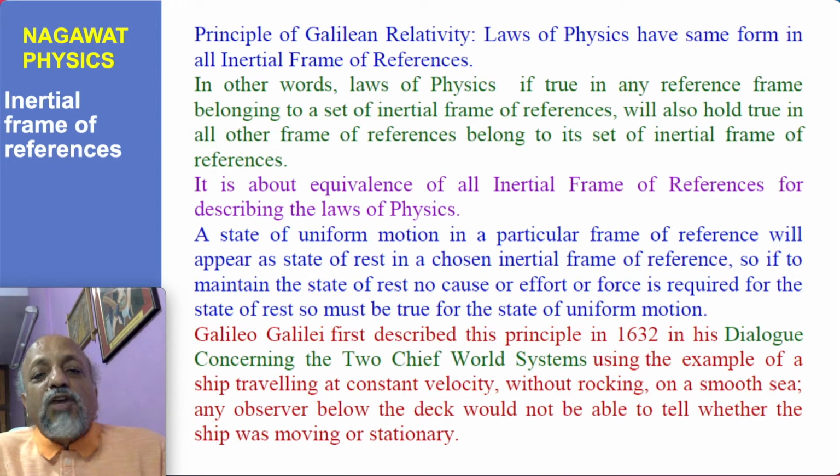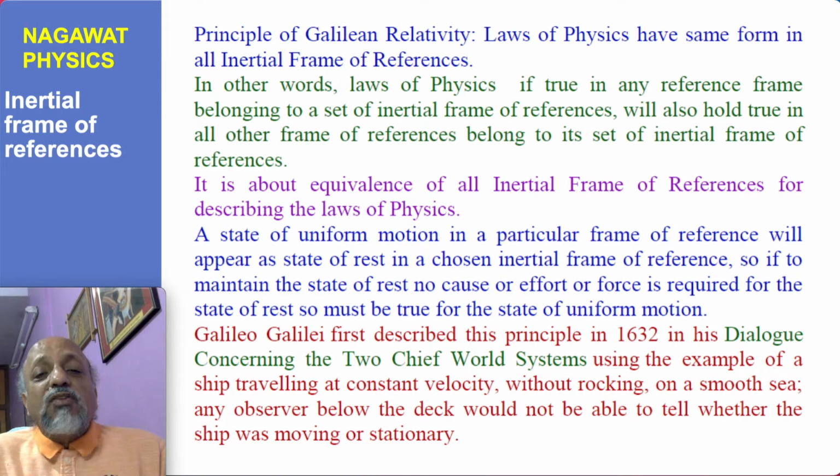So a state of uniform motion which is appearing in one frame of reference may appear as a state of rest in another inertial frame of reference, and therefore in the light of the principle of Galilean relativity it becomes clear that the state of uniform motion and the state of rest belong to the same laws of physics, or describe a similar thing, or do not involve different laws of physics.